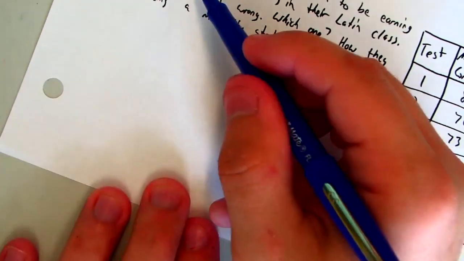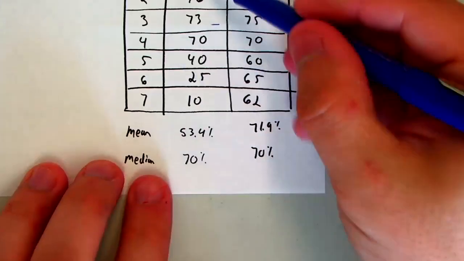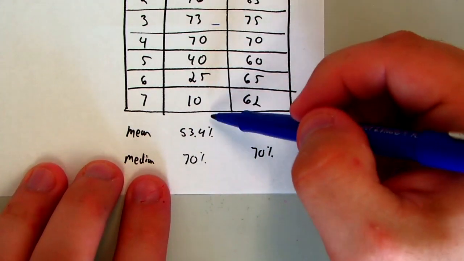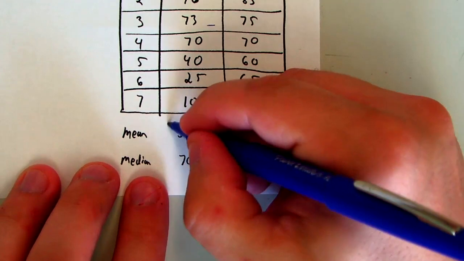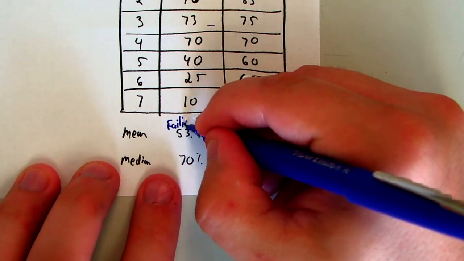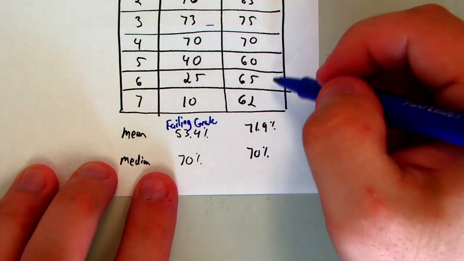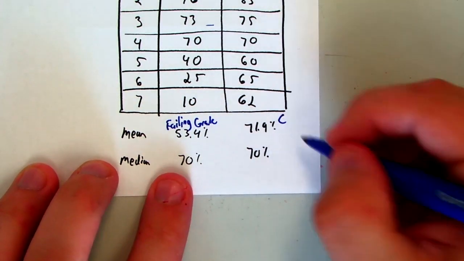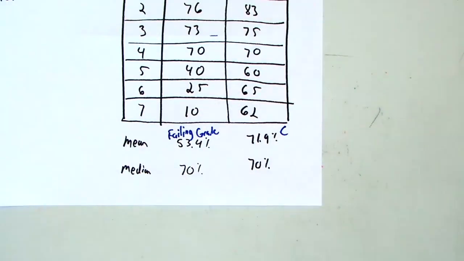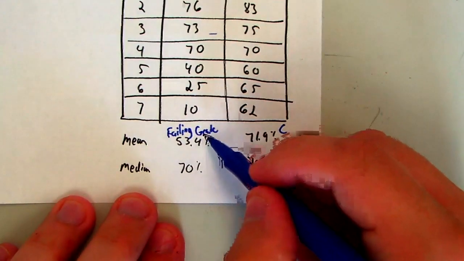Now, because we're looking at average, we would want to be looking at the mean of these numbers. So the mean of Michael's scores is 53.4. This is a failing grade. The mean of Melissa's scores is a 71.9. This is a C. So how can Michael claim to be having a C in this class?